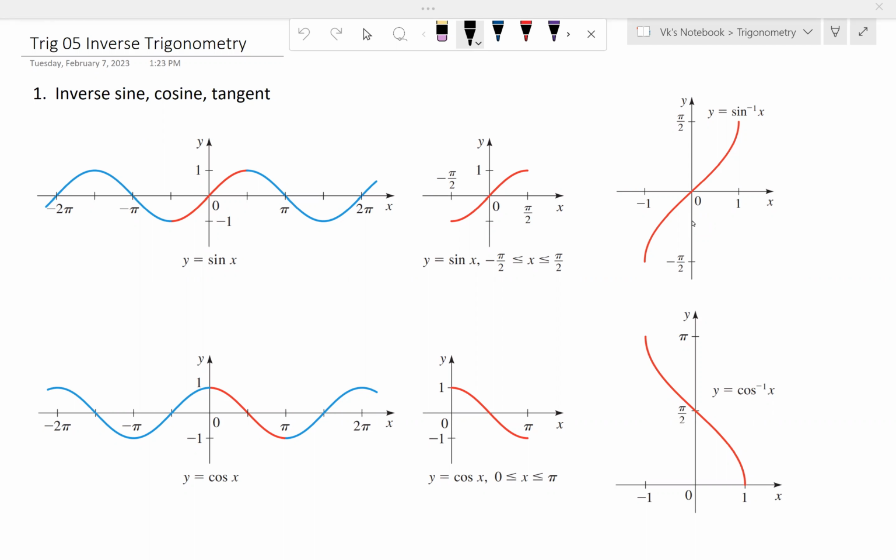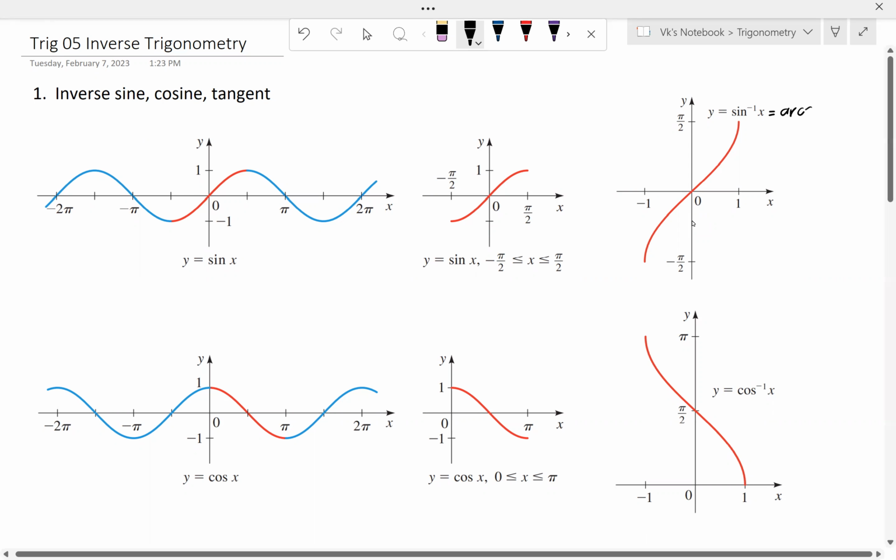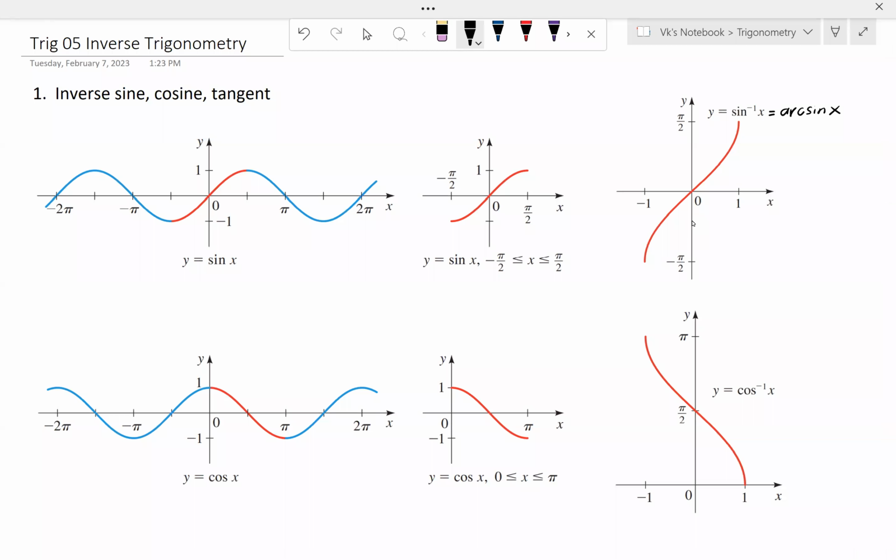And the inverse of sine is y equals sine to the negative 1 of x, or we can call it arc sine of x. The range of the arc sine is between negative pi over 2 and pi over 2.